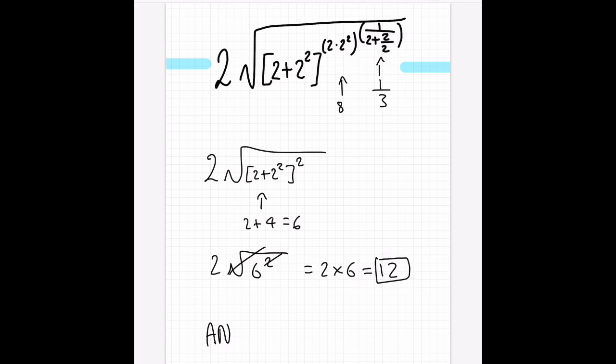So the answer for the problem of the day for the 12th of June is 12.